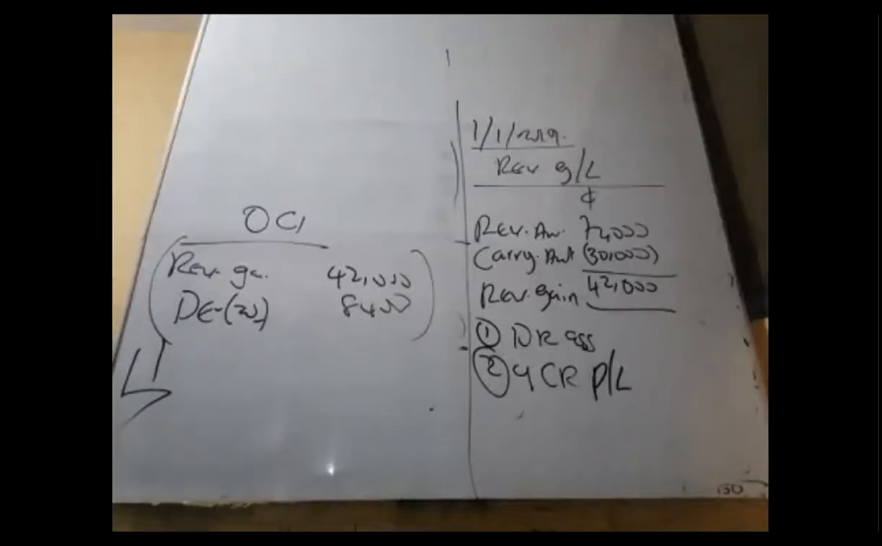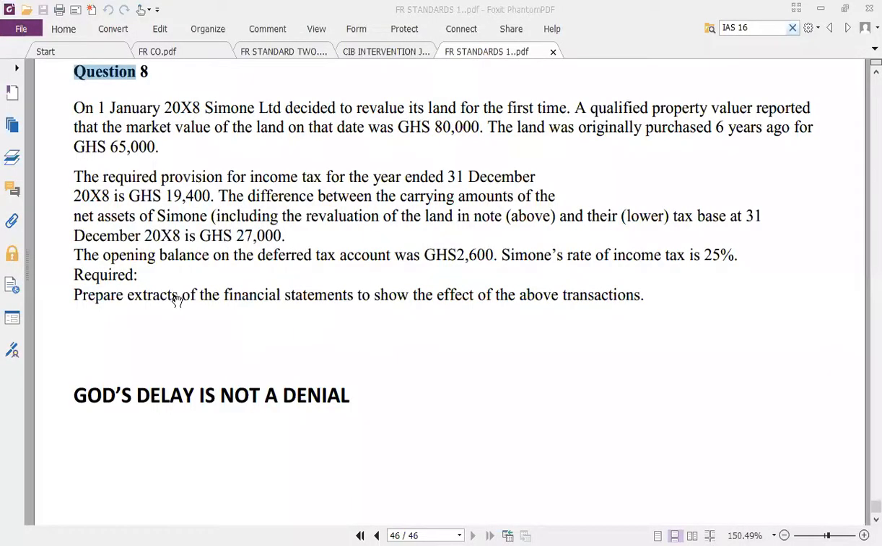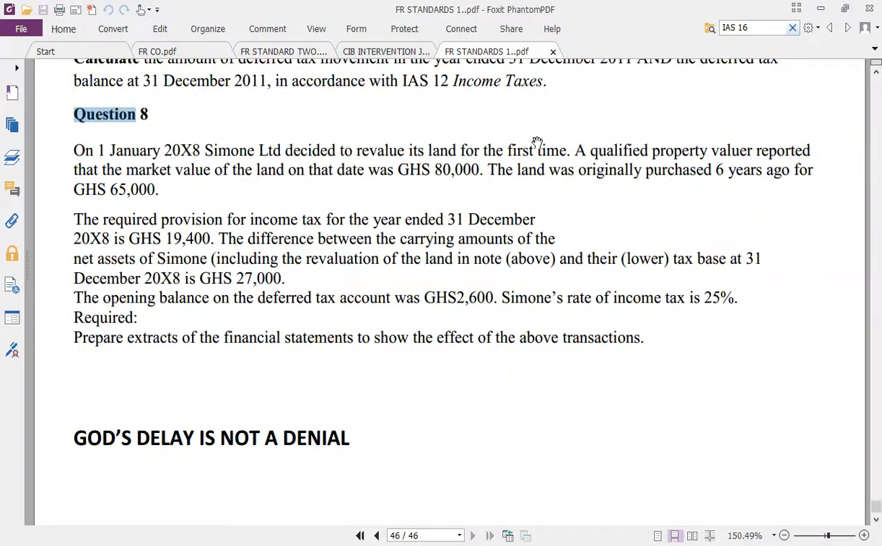If we go to the P&L, the same thing. So we are going to use this question to pack it. It says prepare extracts of the financial statements showing the effect of the above transaction. Now pay maximum attention to this particular question so that we use it to illustrate all the questions. We are preparing extracts, so it means what goes to P&L and what goes to financial position.